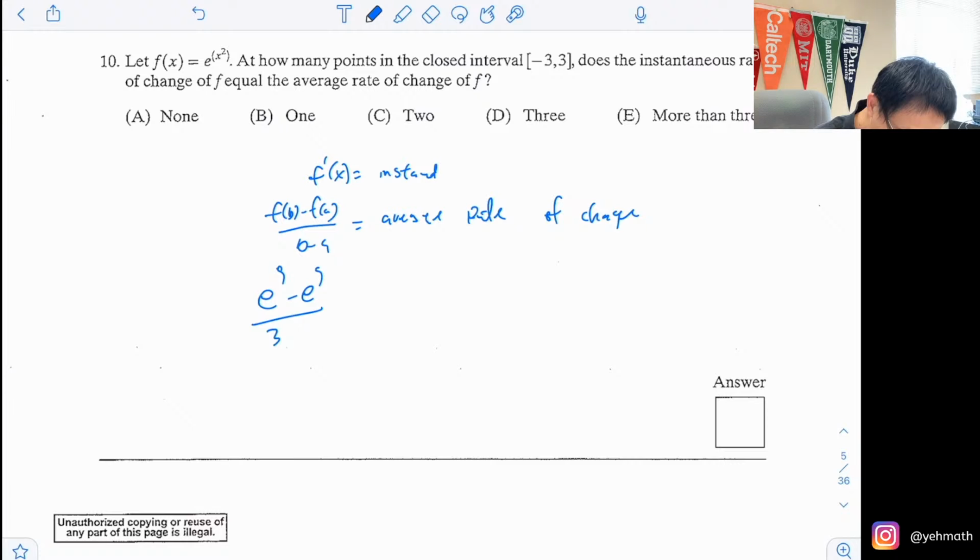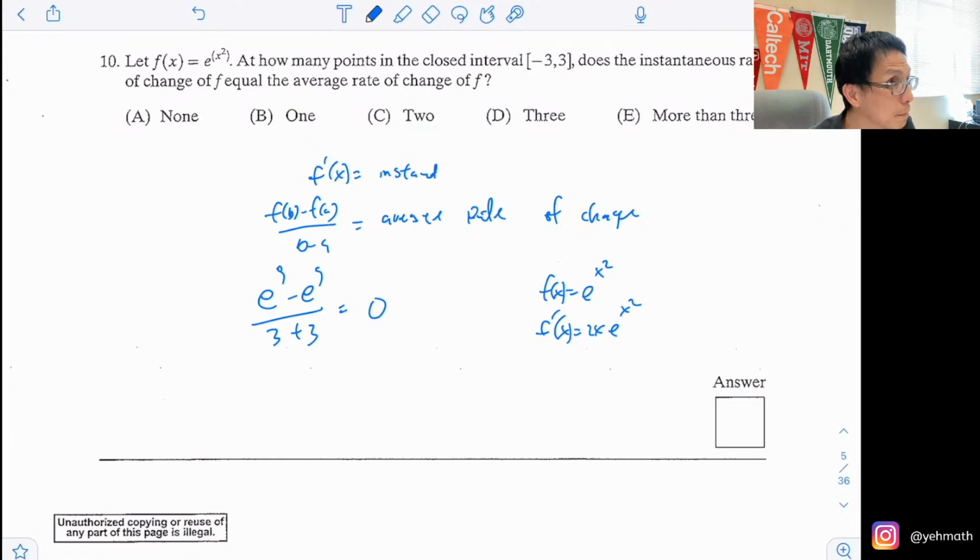3 minus -3, so it'll be 3 plus 3, which is equal to 0. So the average rate of change is equal to 0. Now I just have to take a derivative of this. So f of x equals e to the x squared, and f prime of x equals 2x e to the x squared.